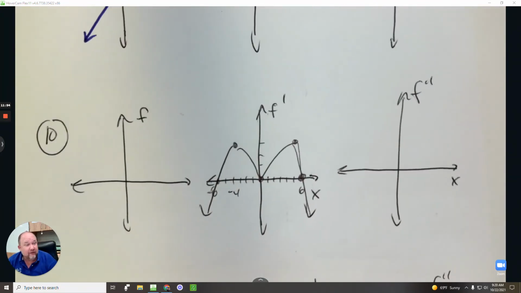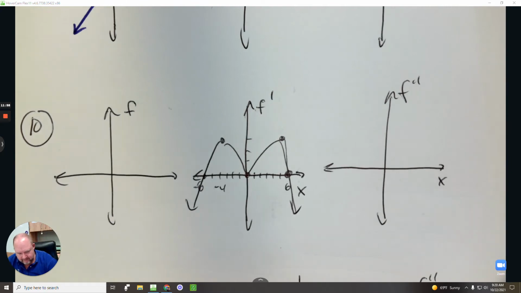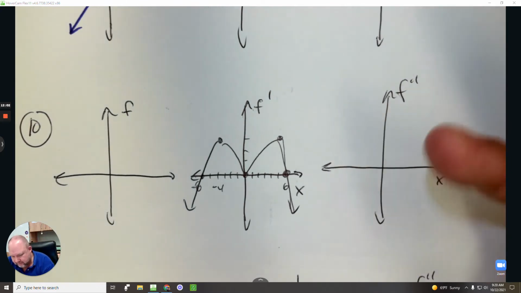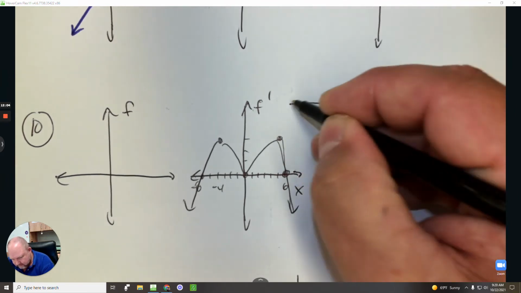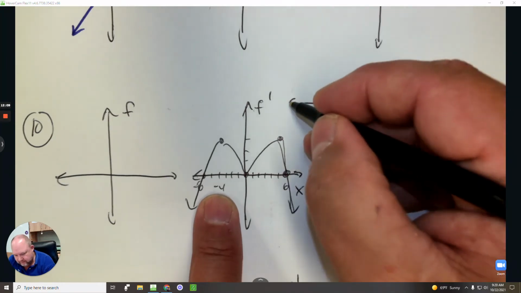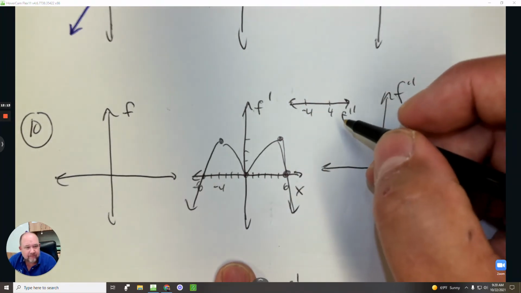Number 10, I need you to set it up and have an open mind, and we'll work together. Press pause, and now press play. So we're going to draw a number line for the second derivative. So I'm looking for the turning points. So at negative 4 and at positive 4 are turning points.